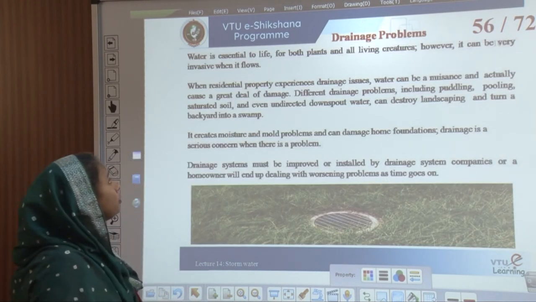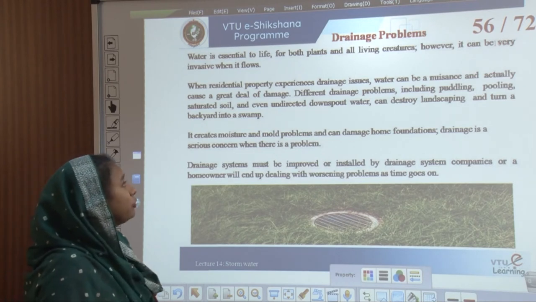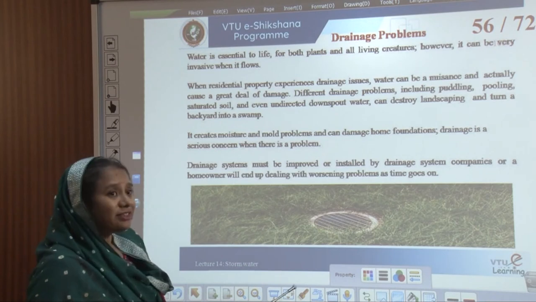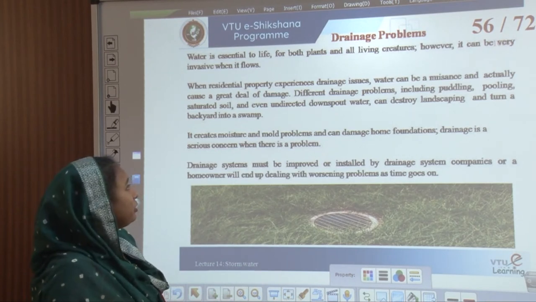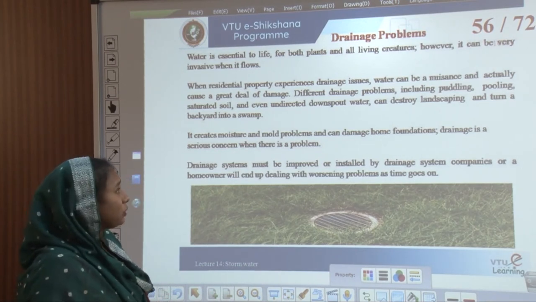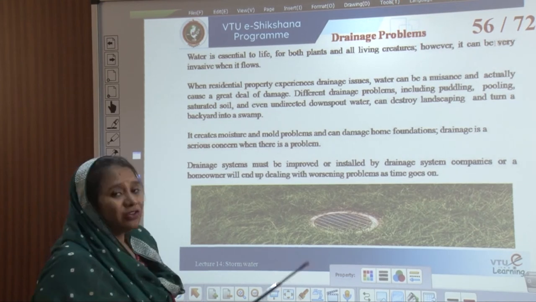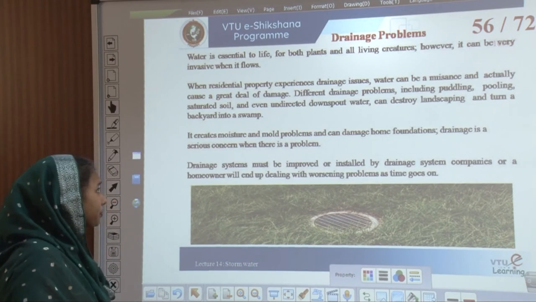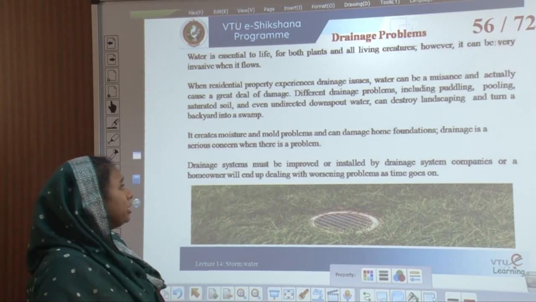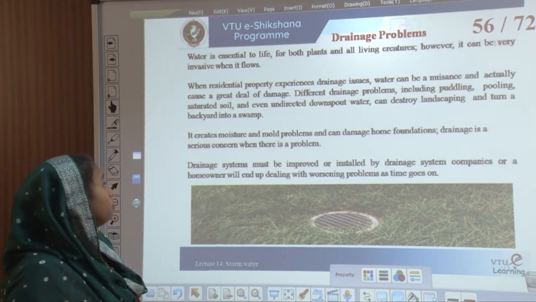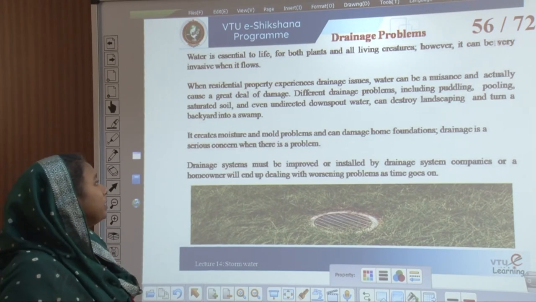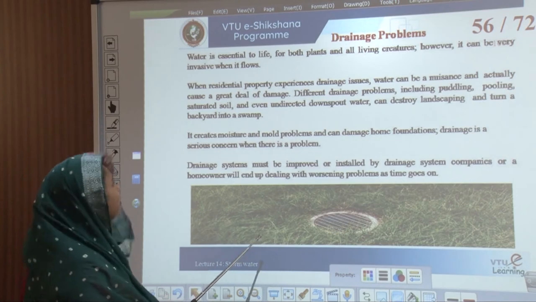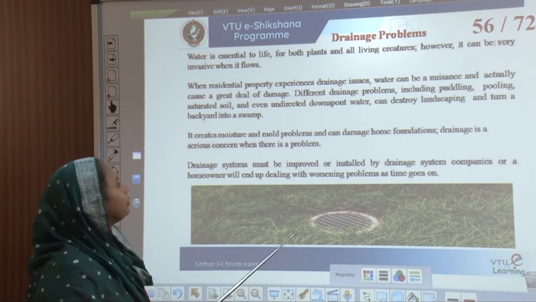As you know, water is quite essential for us in terms of how it flows. When any residential property experiences drainage issues, which is a nuisance, you have to always think about what kind of damage we are causing at our exterior spaces. So, there could be a lot of drainage problems including puddling, pooling, saturated soil and even undirected downspouts, which could destroy our landscape and also turn your backyard into a swamp.